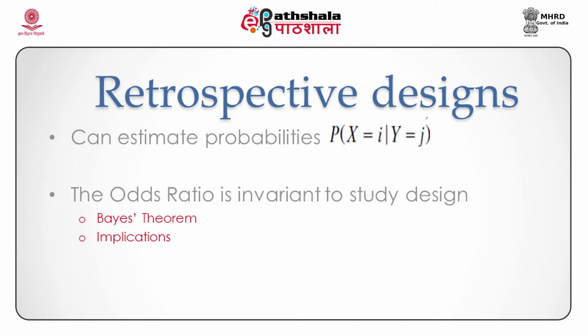The implication of this is that when we have a retrospective design, we can ignore the fact that it is retrospective, and if our sole interest is on obtaining the odds ratio, we can calculate this as if we had a prospective design. Now note that this is not a property which is shared by the risk ratio or the risk difference.